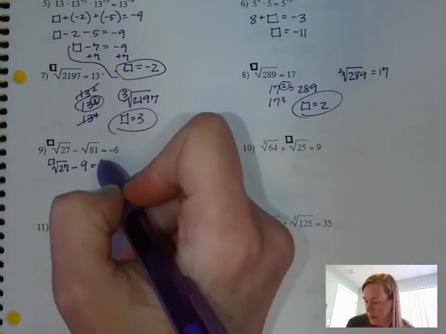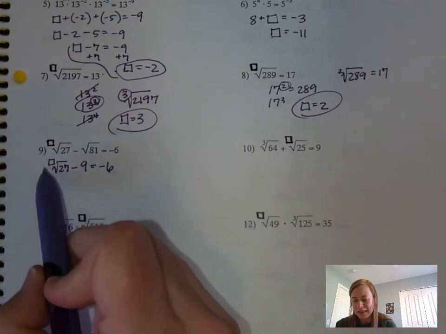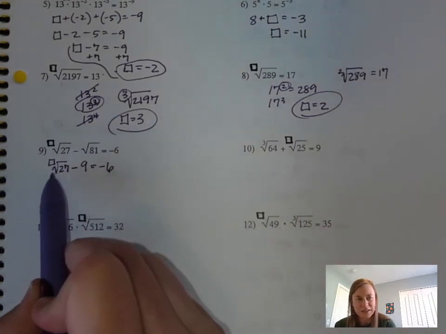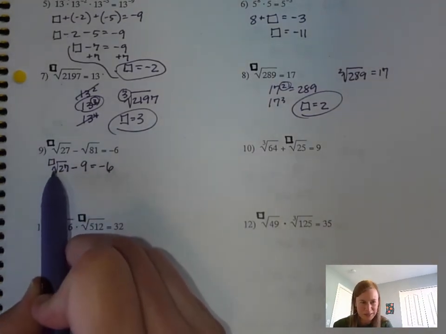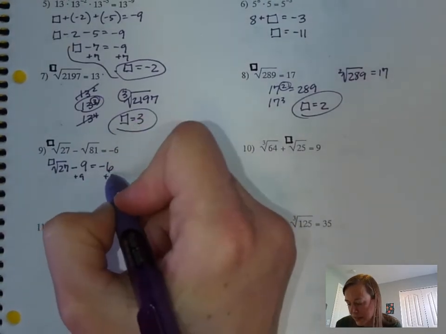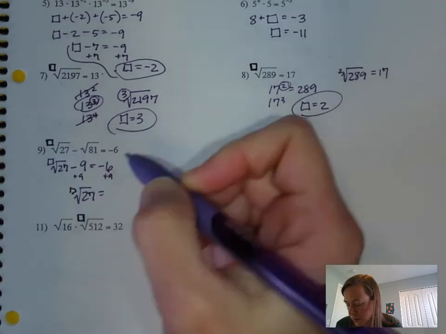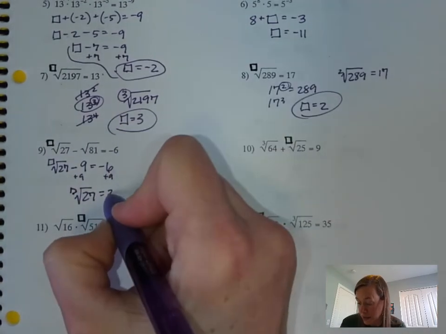Equals -6. Okay, perfect. Now we need to get this part by itself because this is the mystery part. We don't really know what it is. So let's get it by itself. We need to get rid of that 9, so we're going to add 9 to both sides. And you're going to be left with mystery root of 27 equals 3.